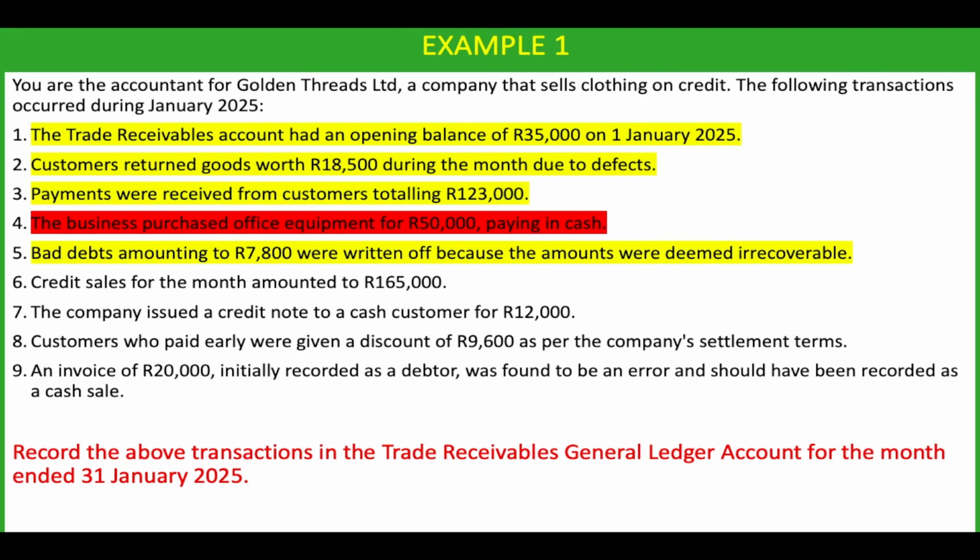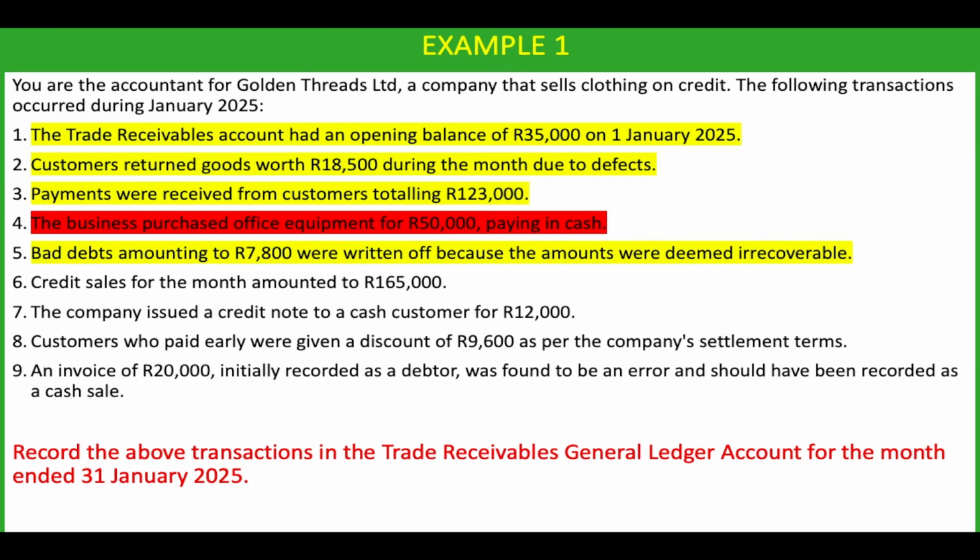I hope you already know this is quite easy. Whenever we make a sale to our customers on credit, that affects our trade receivables and that increases how much they owe us, and we put it on the debit side. So we're going to put it on the debit side and we're going to call it sales, 165,000 rand. Because we now have more customers or more amounts being owed to us because we just sold on credit.